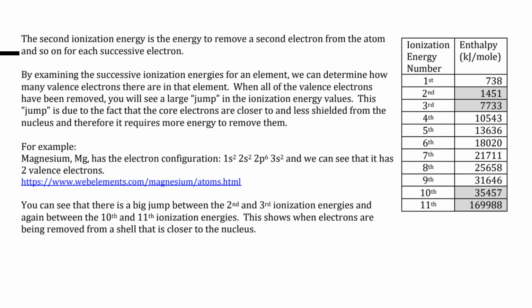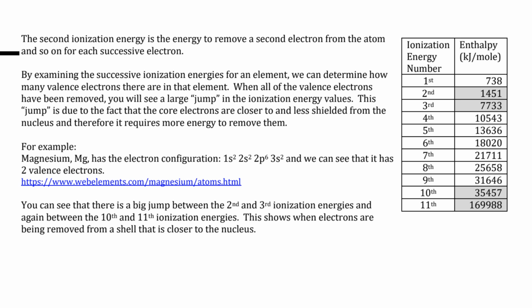The second ionization energy is the energy required to remove a second electron from the atom, and so on for each electron. Sometimes you're going to be given a chart that shows, like you see on the right, different ionization energy numbers and the enthalpy, the kilojoules per mole, basically how much it takes to remove the electron. Remember we said that the ionization energy is referring to the removing of valence electrons, the outermost high energy electrons.